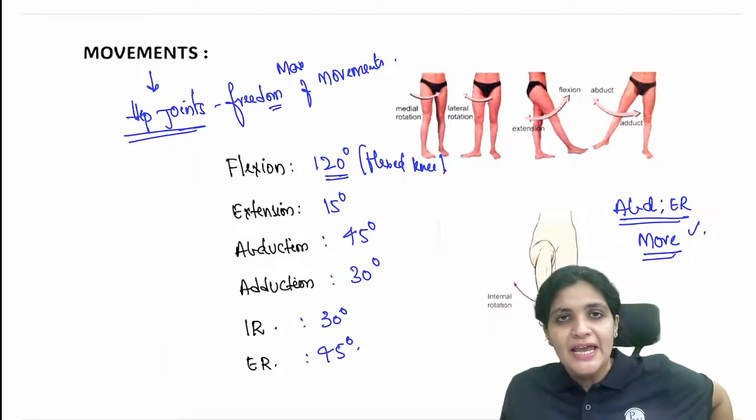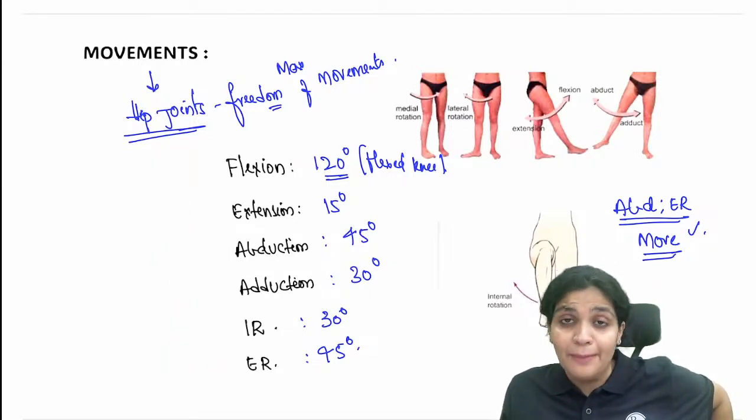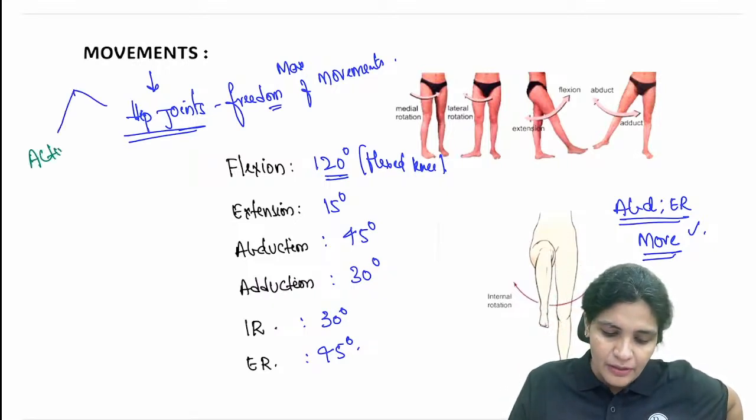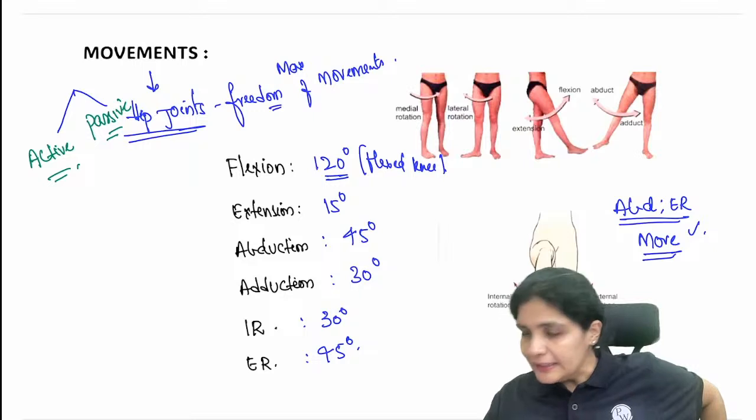So these are the movements in case of the hip joint. You're going to examine the patient. So always I tell you, movements are to be examined in two things. One is active. The second one is your passive. Right? Active and passive. Clear? Everybody with me?